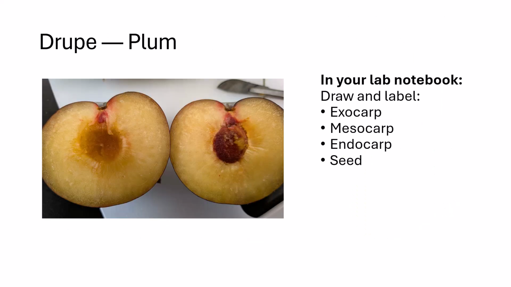First, examine a drupe, such as this plum. After making a longitudinal cut through the fruit, identify the exocarp, which is the outer skin. The mesocarp forms the fleshy portion of the fruit. Inside this layer is the endocarp, which forms the hard pit that surrounds the seed. In your notebook, draw the cut section and label the exocarp, mesocarp, endocarp, and seed.